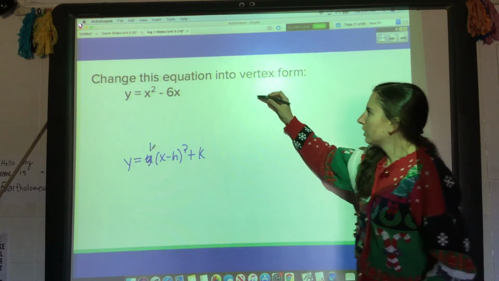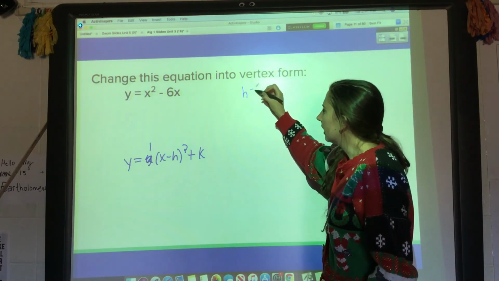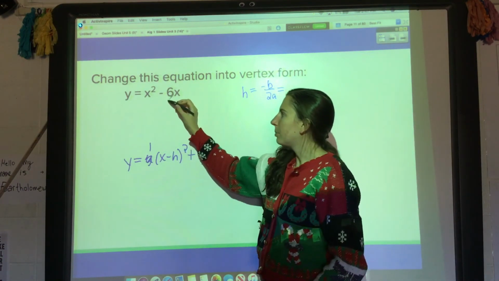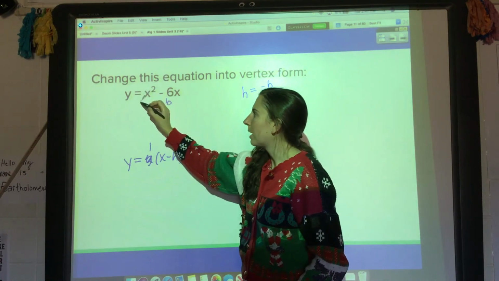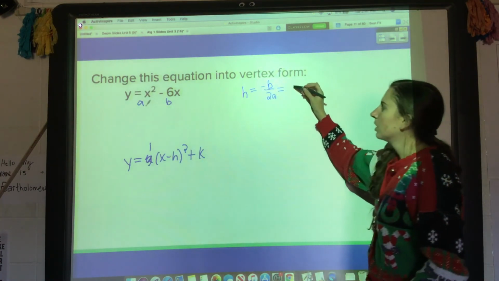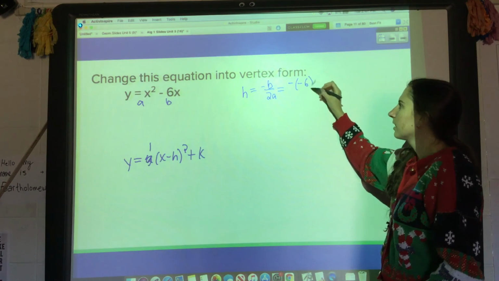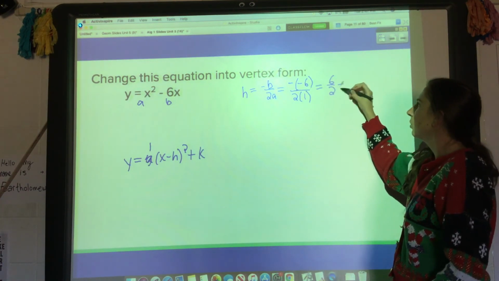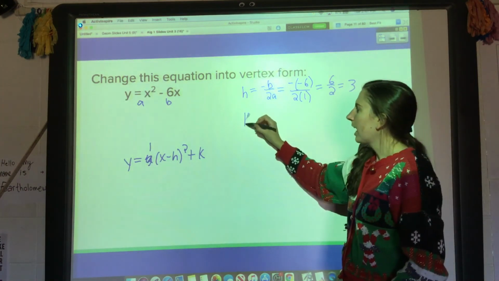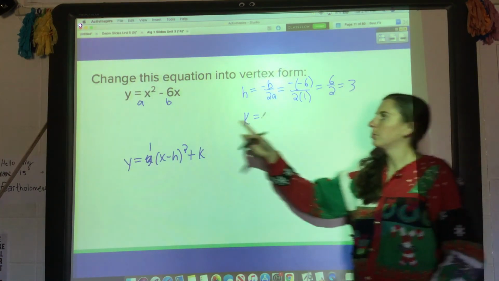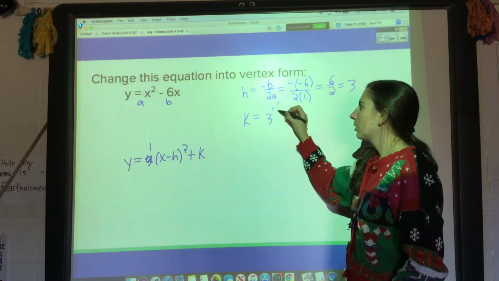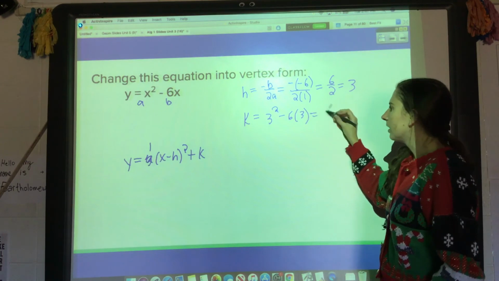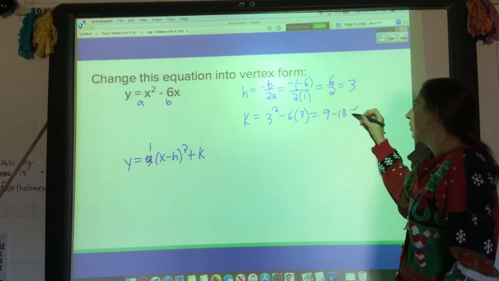All right, let's find the vertex. The vertex is negative b over 2a. This is my b, and my a is 1. So it's negative 6 over 2 times 1, which is positive 6 over 2, which is 3. For k, we'll take the 3, plug it into the equation. So 3 squared minus 6 times 3, which would be 9 minus 18, which is negative 9.